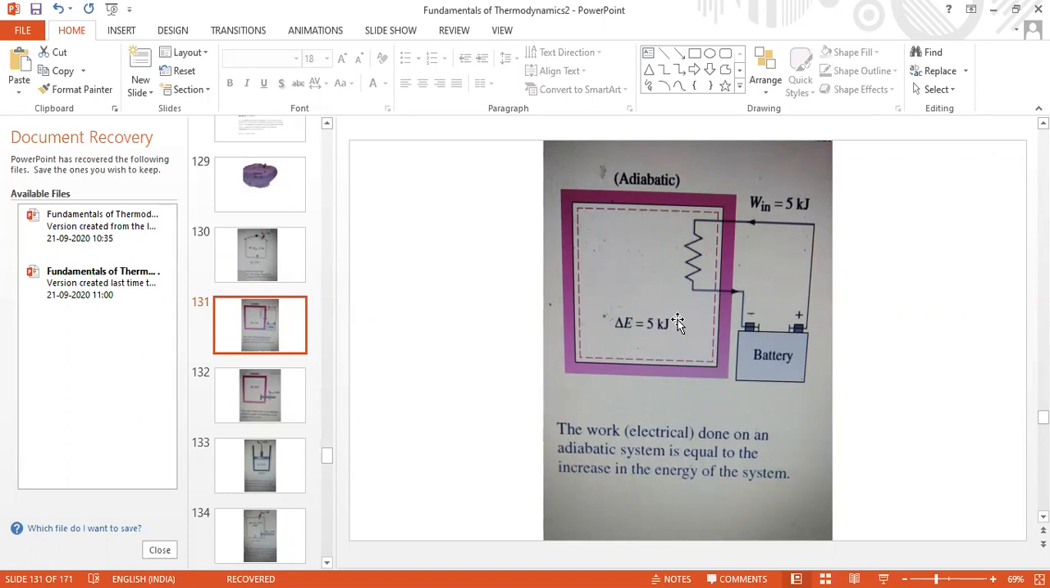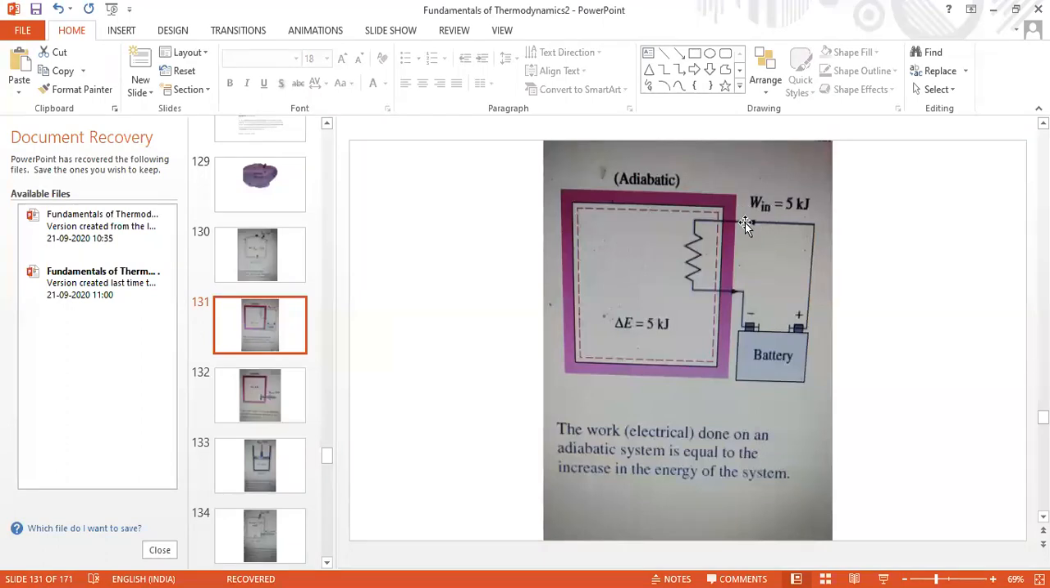Work input to a system, or the system is absorbing it. A little confusion may arise here. Don't look at the battery, look at this system. We are dealing with this system. This is a cylinder and this is a gas, for example, and you are to look at this system only, and what is there across the system boundary you are to look at.